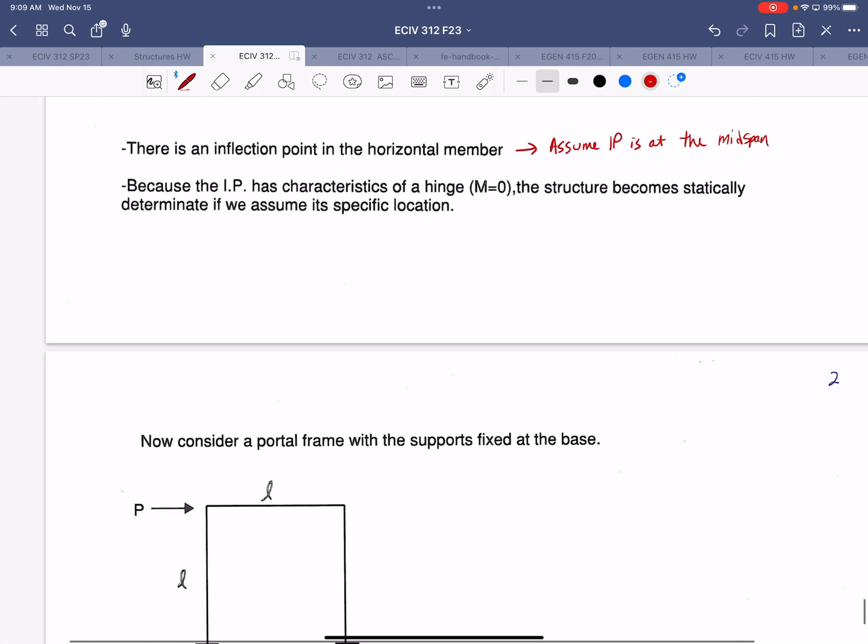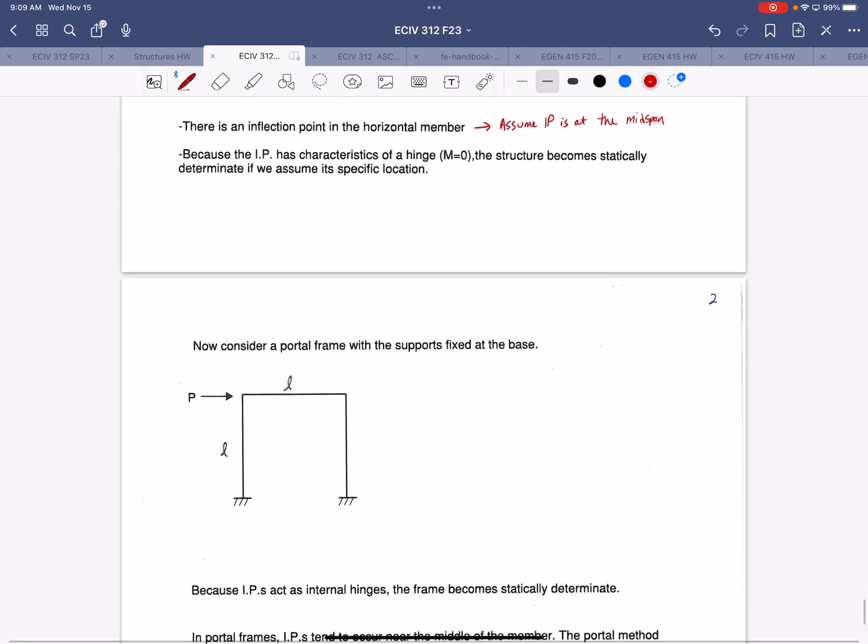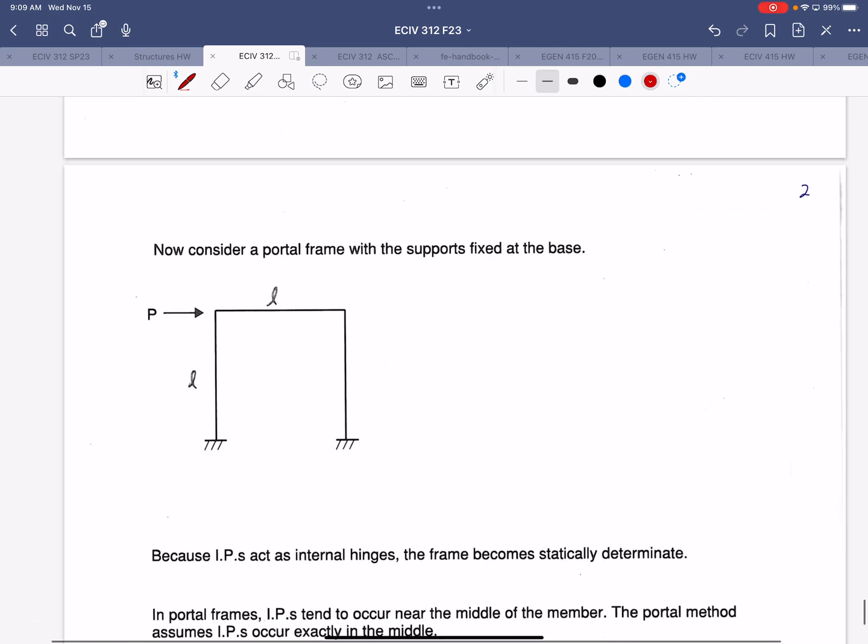But now let's take a look at a more indeterminate frame, all right? So if we have a portal frame where the supports are fixed at the base, how many degrees of indeterminacy do we have now? 3 degrees indeterminate, right? So we're going to need 3 inflection points.